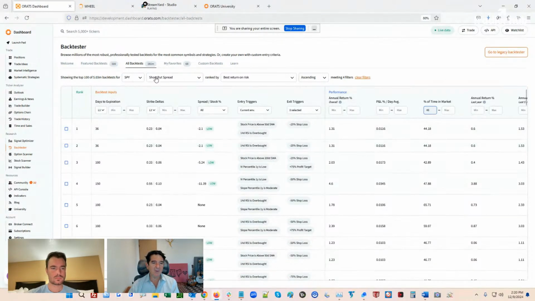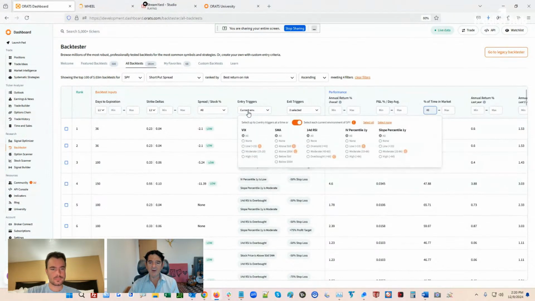So what do we see? I want to look for a short put spread. This might be something that I want to just trade on a daily basis, or always have on. So what are the good ones? We could sort these by many different things, but we also have entry triggers. So I've selected the entry triggers for the current environment. I want to find out which strategy works well in a current environment.